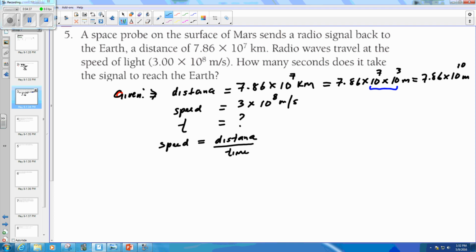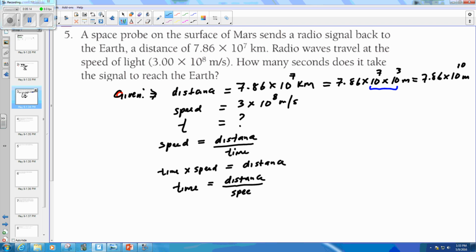But I'm looking for time, not speed. So I can rearrange this. So I'll multiply throughout by time. And what I will have will be time times speed is equal to distance. So all I did is I cross multiply. Now to get time on its own, I divide throughout by speed, and what I'll get is that the time, which is what I'm looking for, is distance divided by speed.